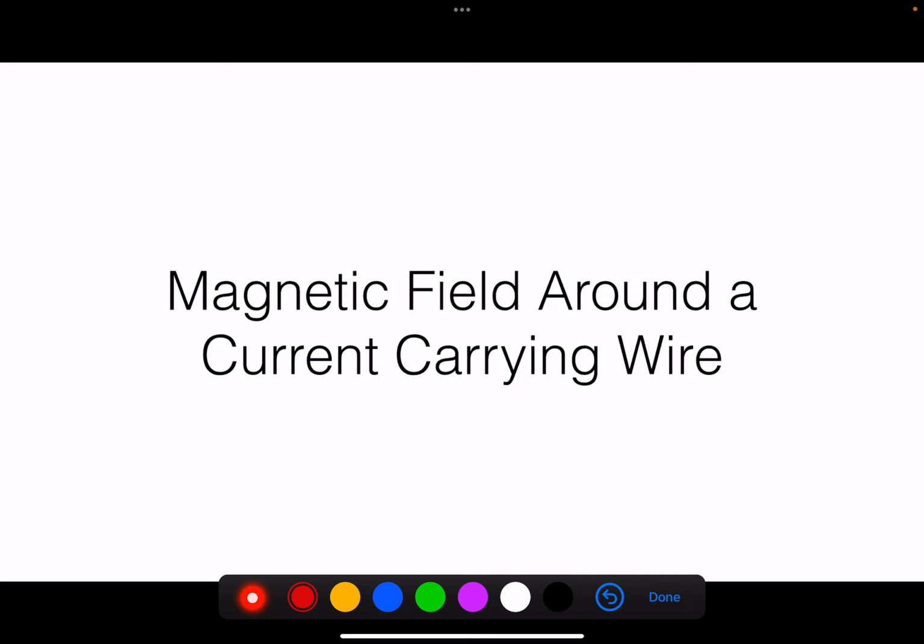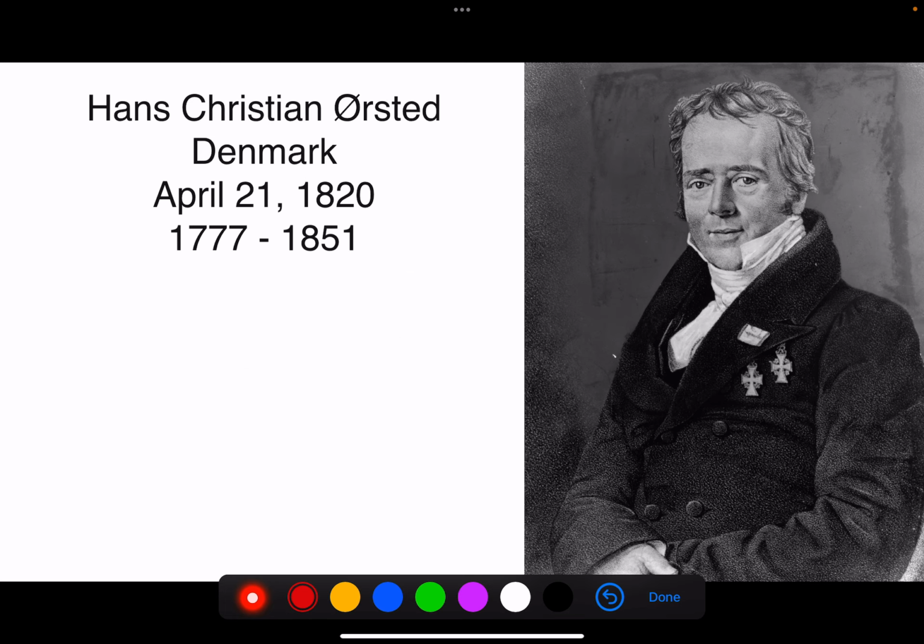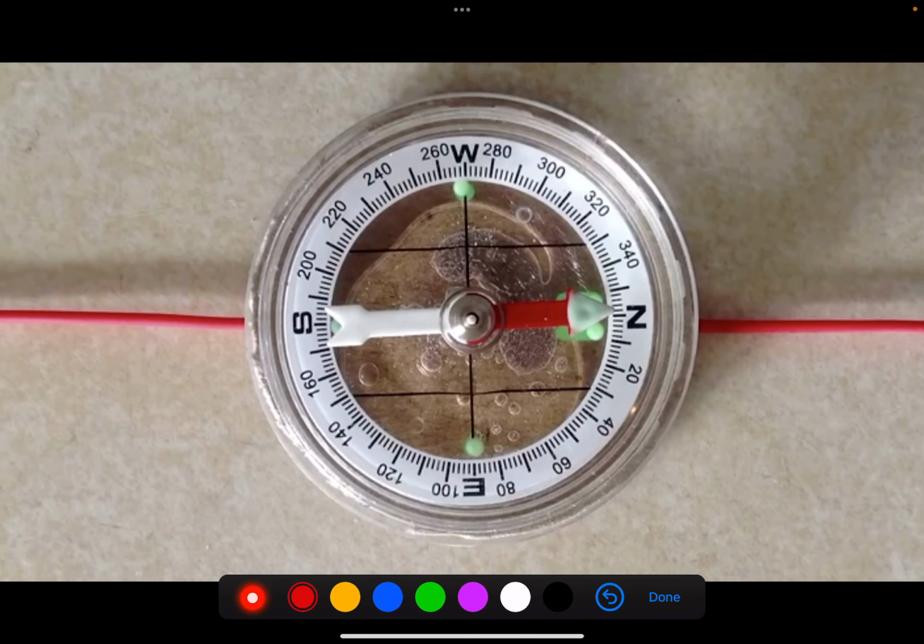Today, what we'd like to do is close it out by learning about the magnetic field around the current carrying wire. This was first discovered in the 1820s by Hans Christian Ørsted. You may already have him on your sheet of scientists, but if you don't, make sure you put him on there. Okay, what he did is he noticed that magnetic fields are created by current carrying wires. He noticed that a wire that is carrying a current would deflect a compass needle.